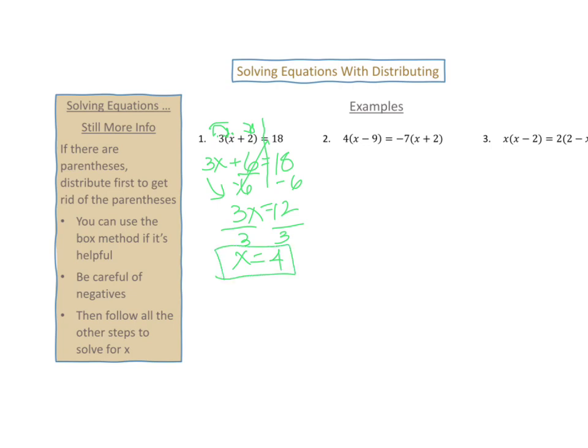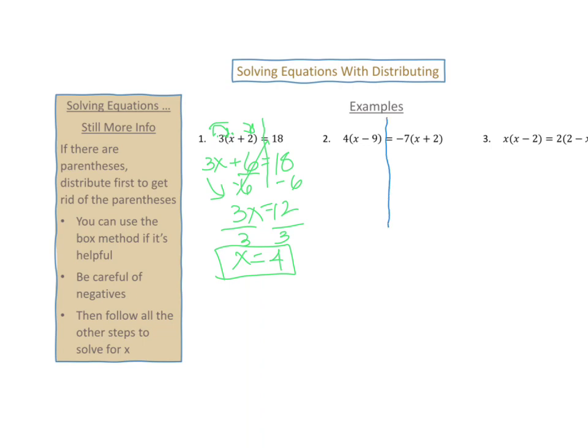All right, see if you can do number 2. Stop the video, give it a try. It's 4 times the parenthetical expression x minus 9 equals negative 7 times x plus 2 in parentheses. Distribute your number to the parentheses, get rid of them, and solve. Did you solve? Did you stop and solve? Well, let's check to see if I get the right answer too.